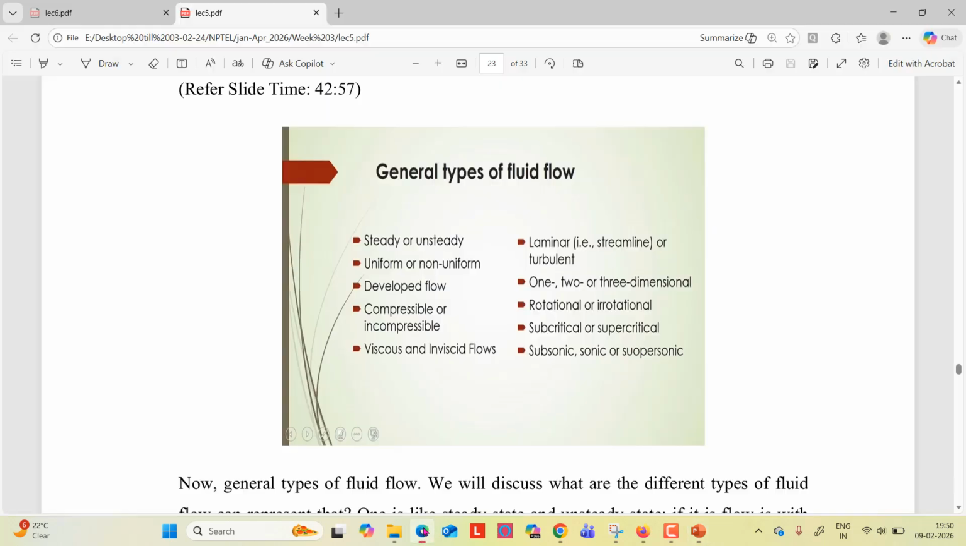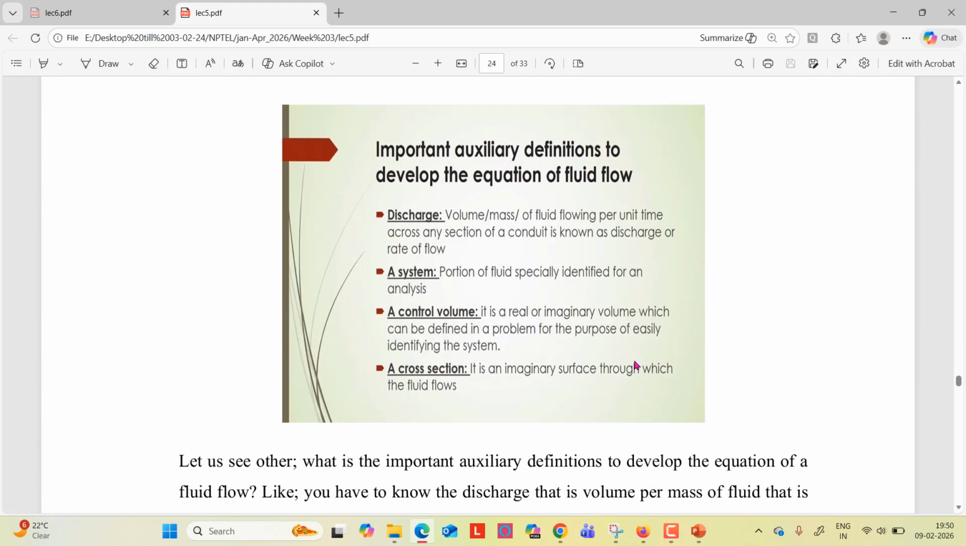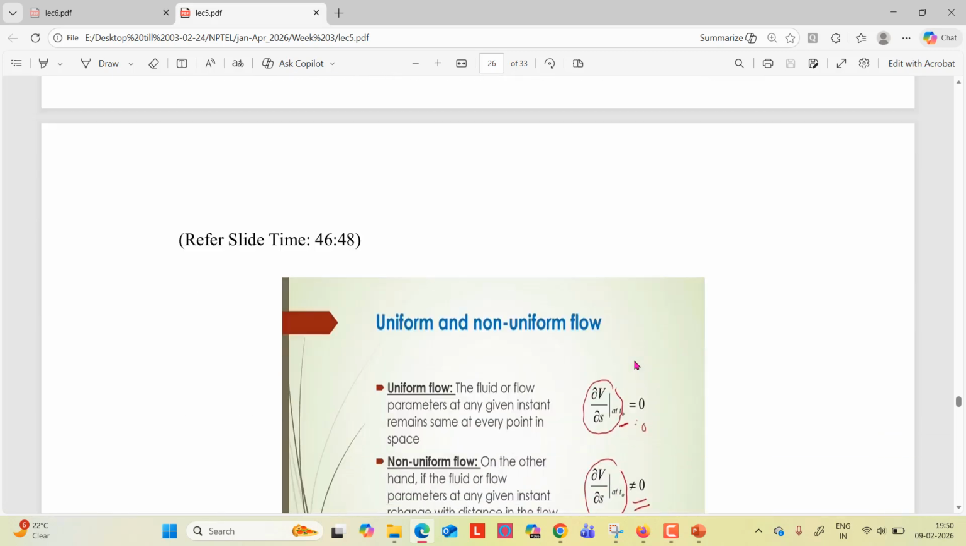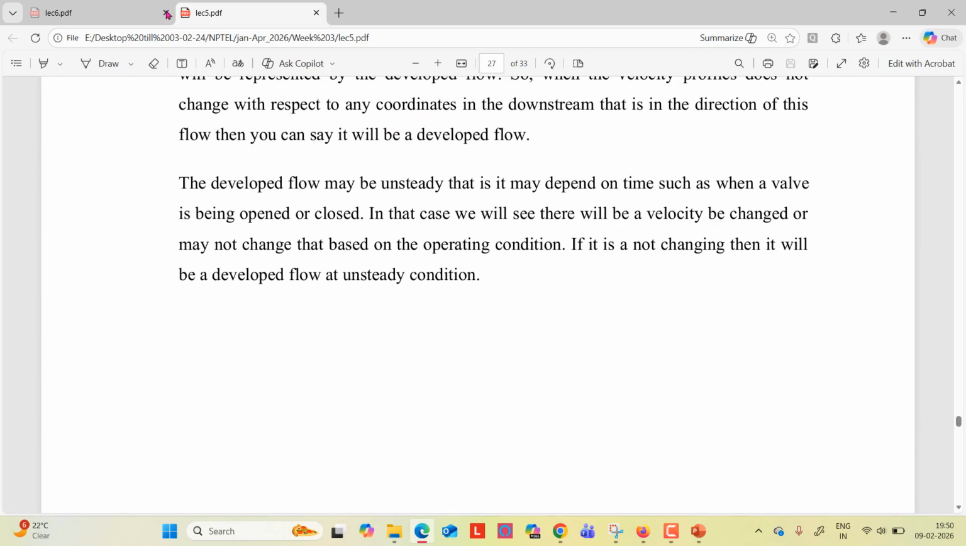So these are the different types of flow. Next comes rotational and irrotational flow, which is represented by omega, right? Then subcritical and supercritical flow, and subsonic, sonic and supersonic flow. So these are the basic things learned. Here the definitions are given. I have already described them, so I am not going into this anymore.